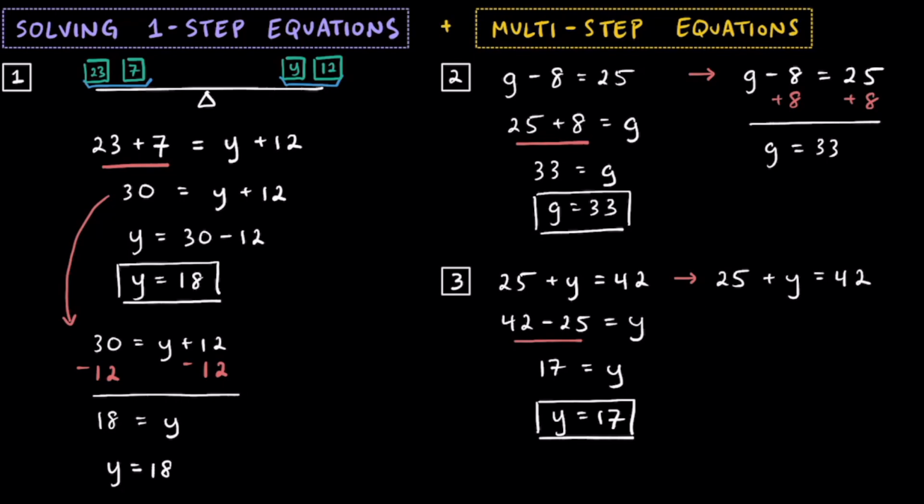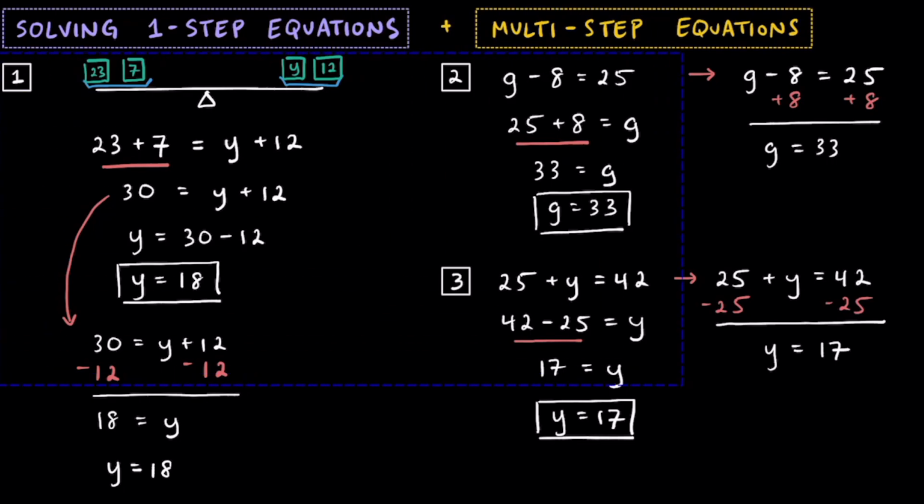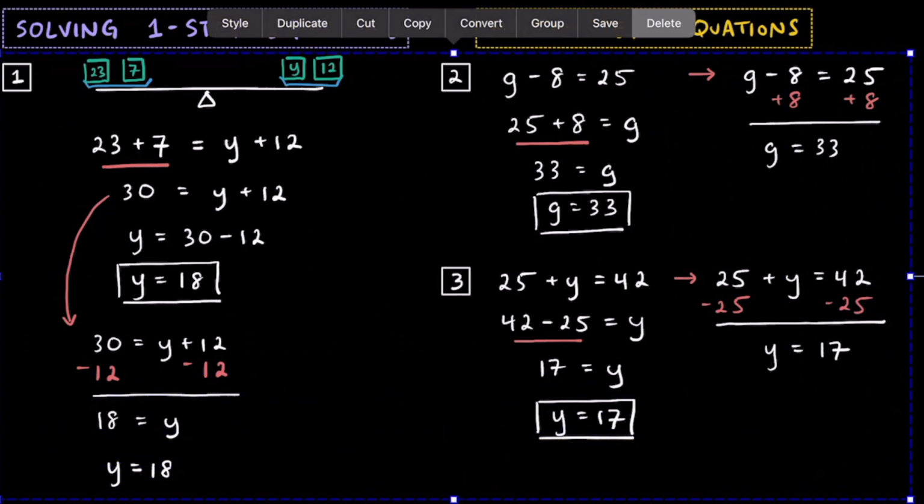And if you want to solve this equation, you can take away 25 from the left side and then take away 25 from the right side. If we do that to both sides of the equation, those 25s will become 0 and you get y is equal to whatever 42 minus 25 is, and that is also 17. Okay? So there's 3 practice problems, and let's keep on going and try some more.